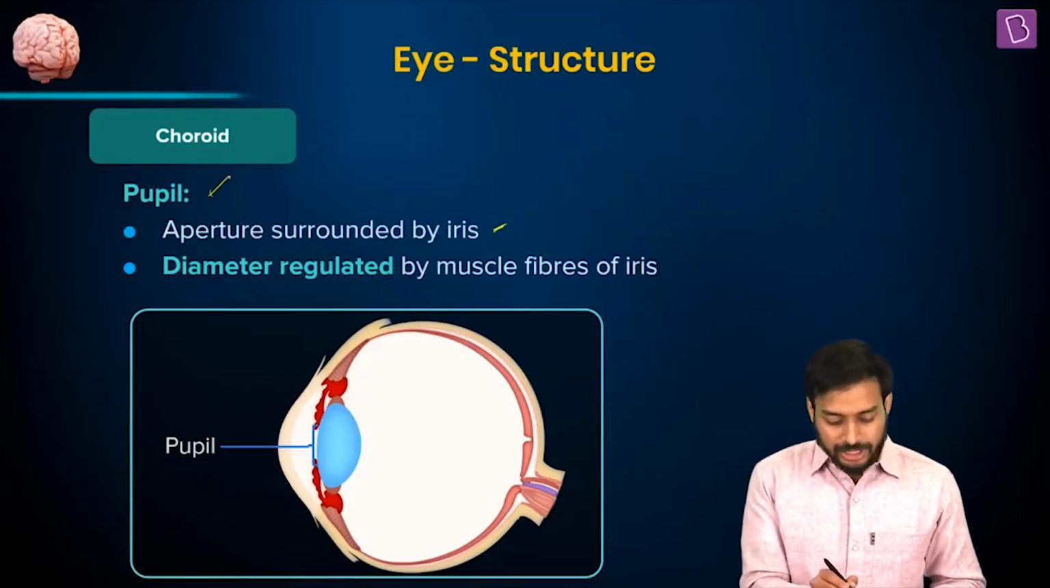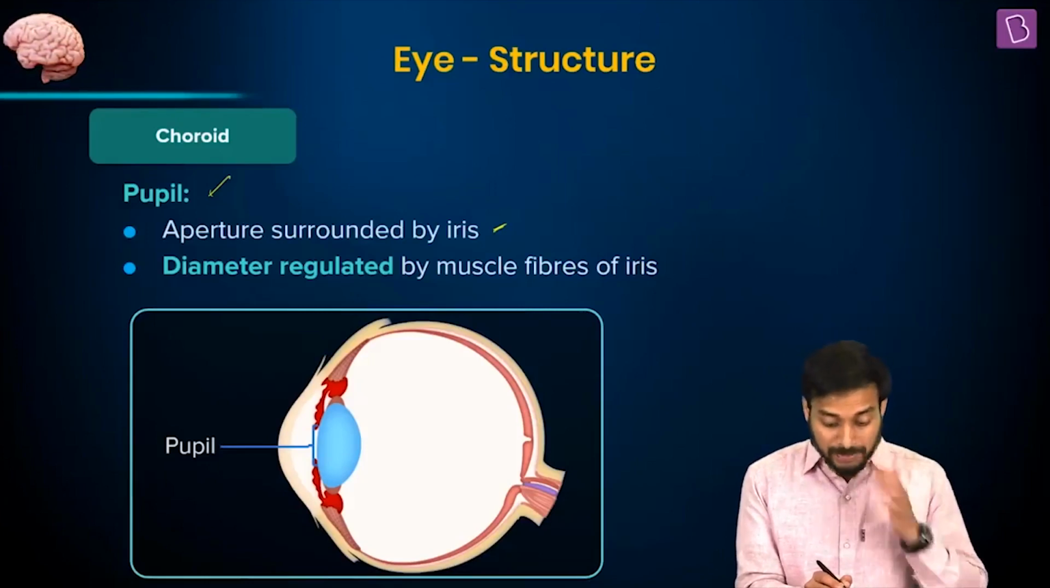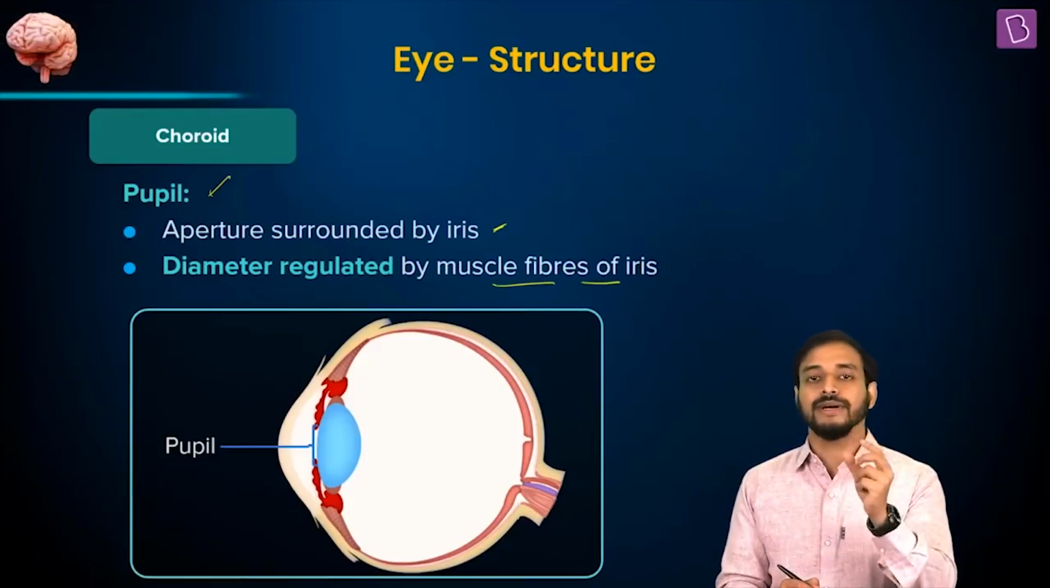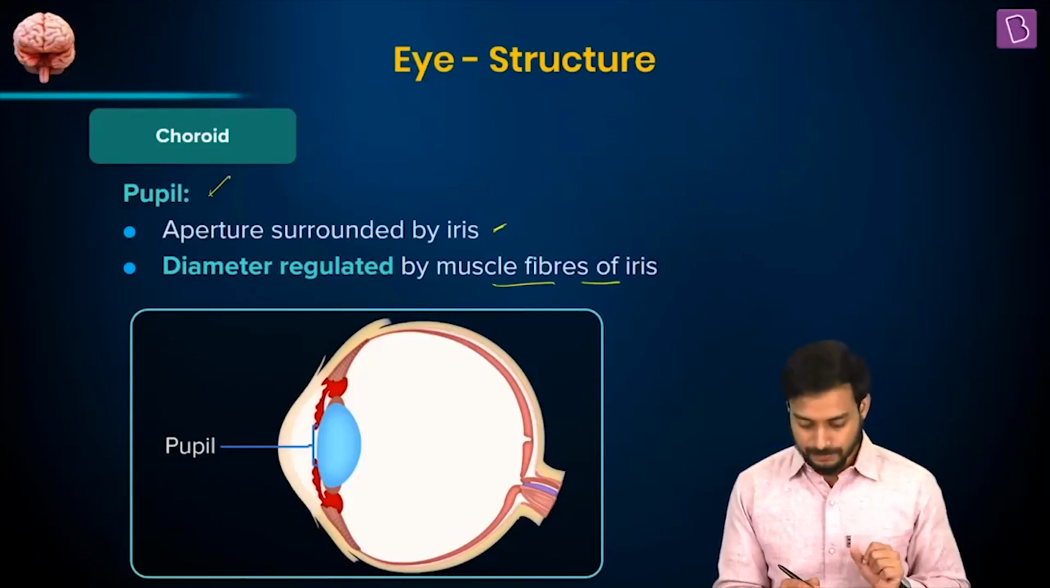Well, how is the diameter regulated? By the muscle fibers of the iris. So the pupil's diameter is regulated by the muscle fibers of the iris. Got it?